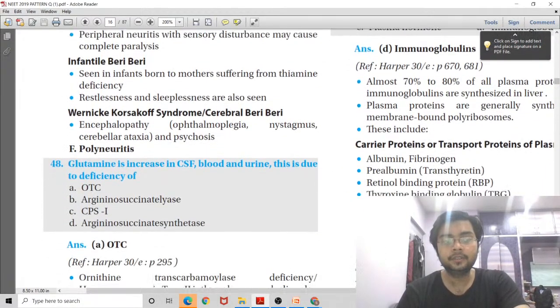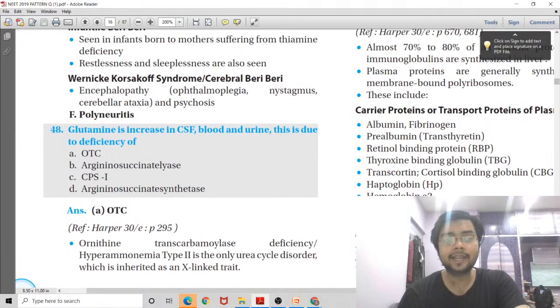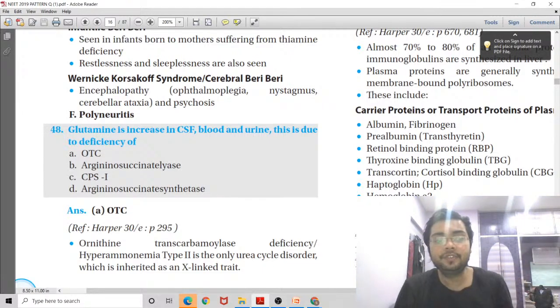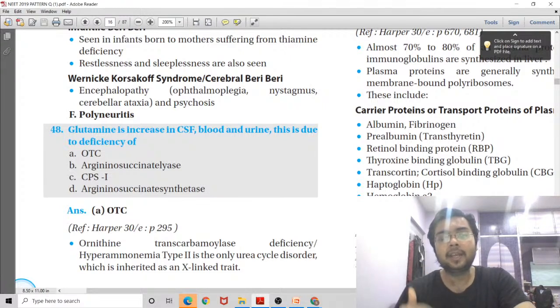Again a question from the urea cycle: glutamine is increased in CSF, blood and urine due to deficiency of which enzyme? This is ornithine transcarbamylase deficiency or hyperammonemia type 3, the only urea cycle disorder which is inherited as X-linked and causes an increase of glutamine in CSF, blood and urine. Again, in the urea cycle, you should know what disease is caused at every step, at every deficiency of the enzyme.